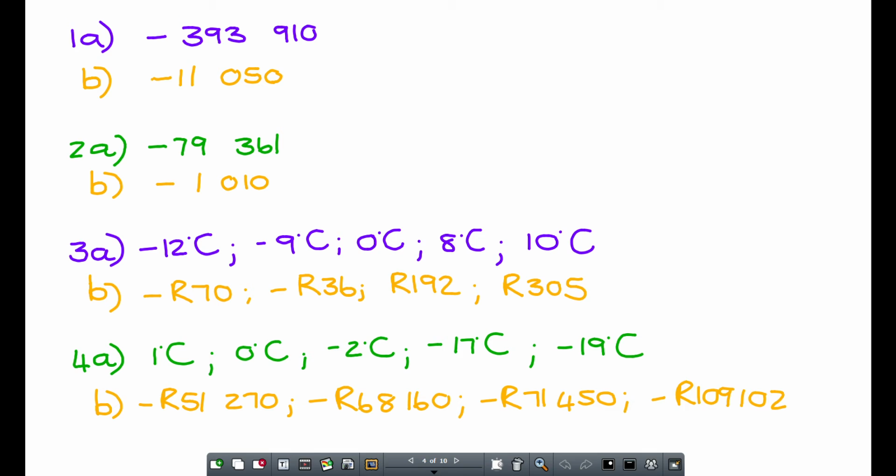Okay. Then at B, remember it's descending, so biggest number here, they're all negative. So the biggest one between all of those negatives would be the one closest to the 0. Okay, so that's why I start with a negative 51,270. And then we go to negative 68,000, negative 71, and then negative 109,000. Okay, any questions there? Okay, can I skip? No one's still copying?